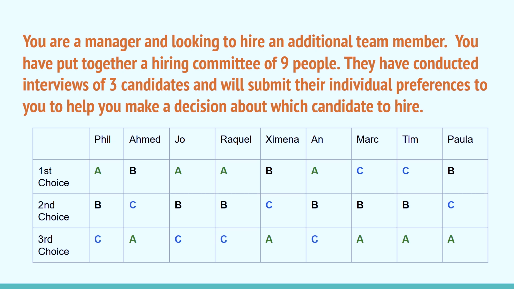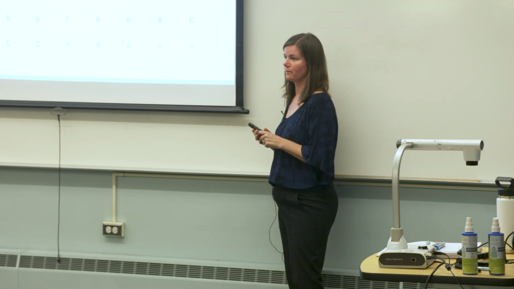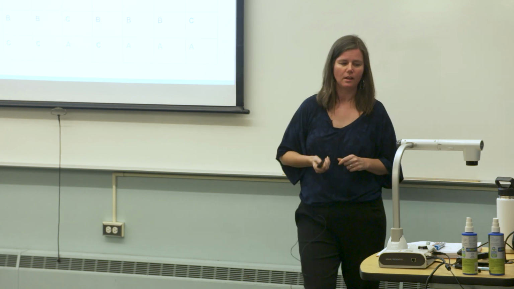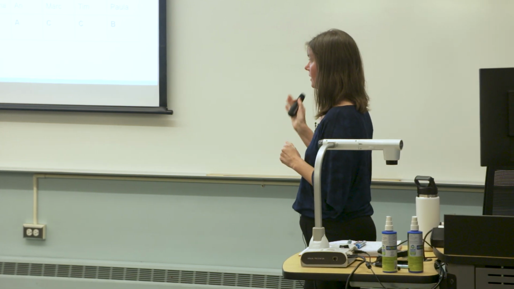Yeah, A is actually ranked last the most number of times, right? A is ranked last more than it's ranked first. So this gives us a whole lot more information than we would have if we were just looking at the first row, right? Okay, so I'm going to go back to this one.